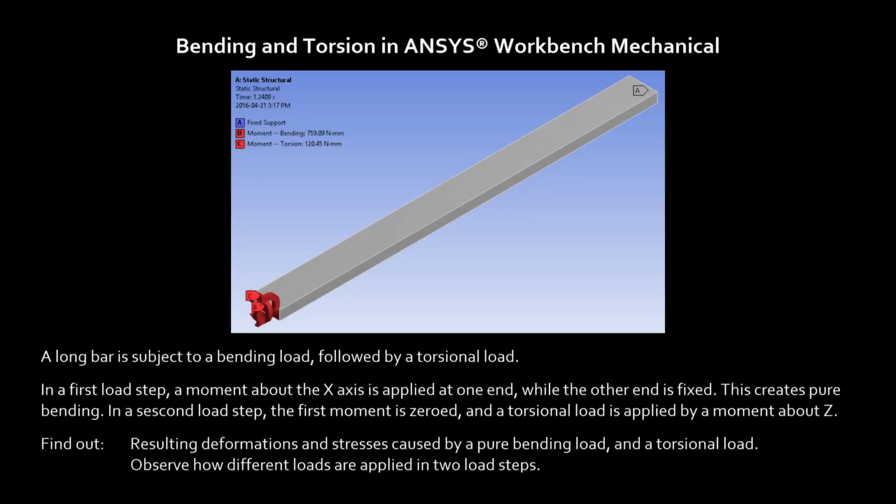Hello and welcome to this demonstration of loading a model with pure bending and with torsional loading in ANSYS Workbench Mechanical. In this demonstration, we'll show the application of two loads in different load steps so that we can isolate the contributions of two different kinds of loads on a model. You'll see the control of load steps and when the loads are applied and removed, and you'll observe the kinds of stress and deformation that result from bending loads versus torsional loads on a simple bar.